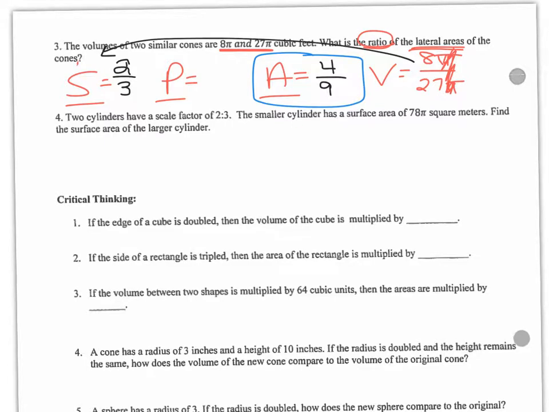4 over 9. So go ahead, pause this video. I want you to take a stab at number 4. When you finish number 4, unpause the video, and I'll go over it.